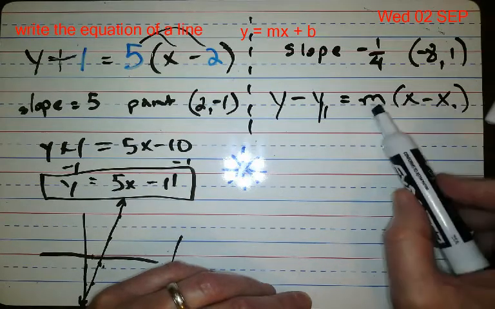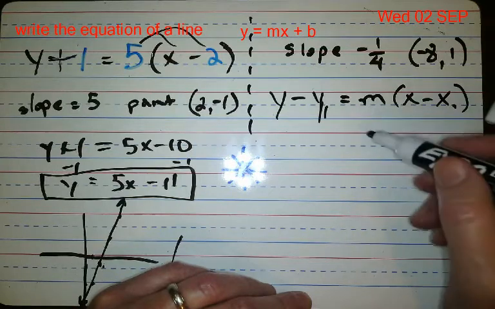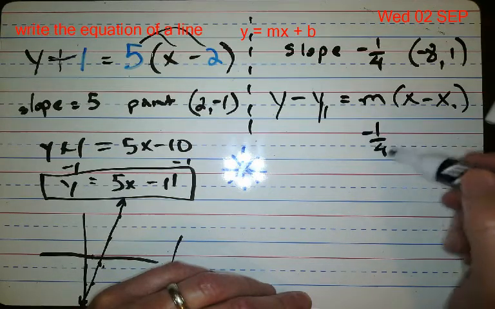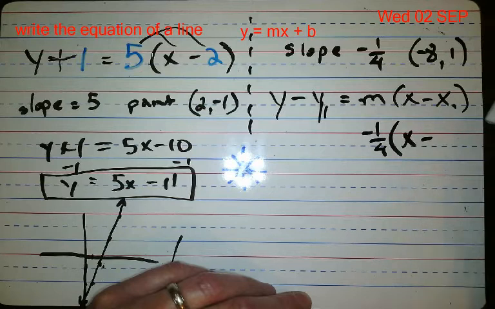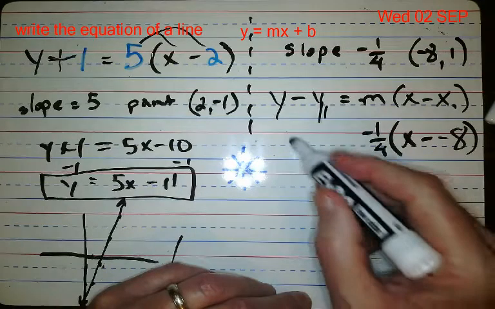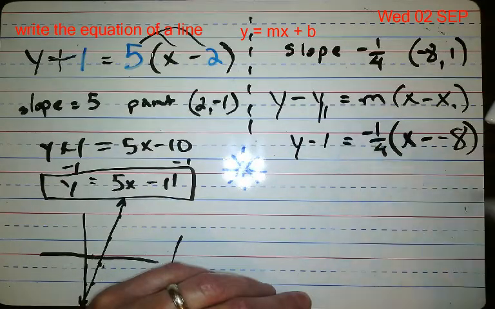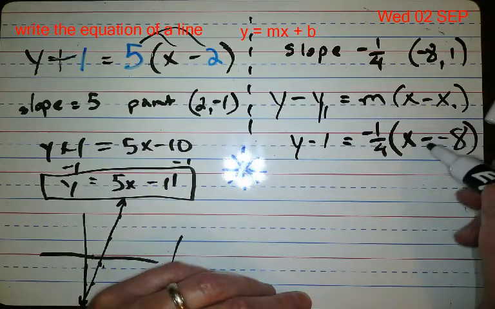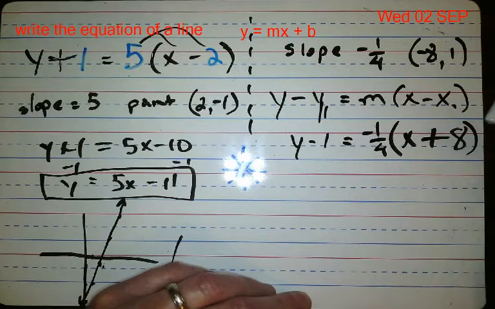All right? So I know the negative 1/4 goes right there, so I'll just write it right there, negative 1/4 times x minus. Now, this is negative 8, so when you subtract a negative 8, that goes there. And then this is y minus the y value, so y minus 1. Hoorah! Now, minus minus means plus. Let's get rid of that so we don't make a mistake.